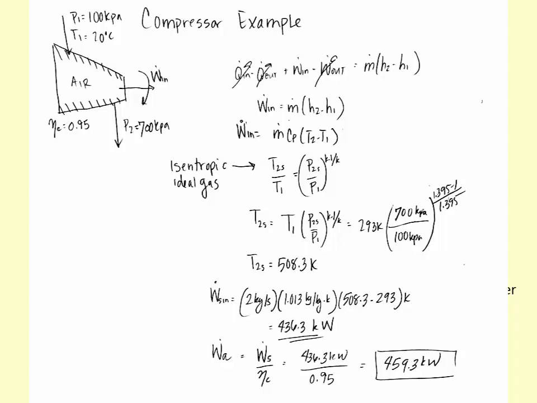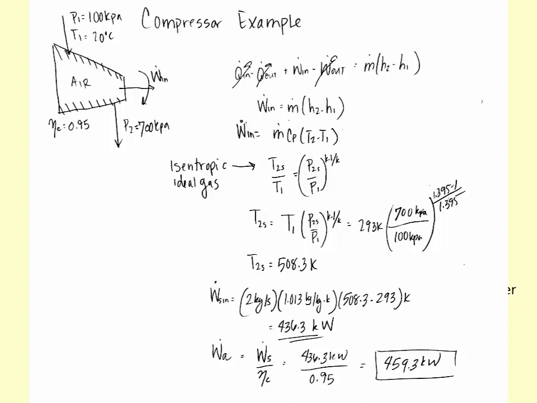S is equal to the mass flow rate, which is 2 kilograms per second, multiplied by C sub P, and in this case, C sub P is equal to 1.013 kilojoules per kilogram Kelvin. So m dot times C sub P, 1.013 kilojoules per kilogram Kelvin, multiplied by T2, 508.3, minus T1, which is 293 Kelvin. So we find the isentropic power input for this turbine is 436.3 kilowatts. Oh, sorry, compressor, not a turbine.